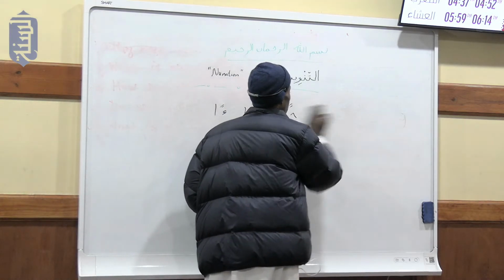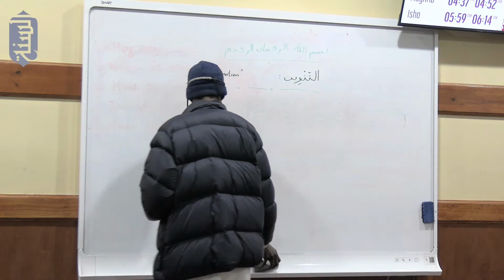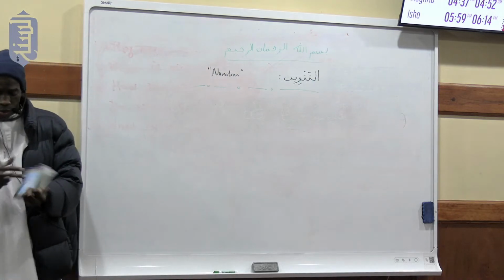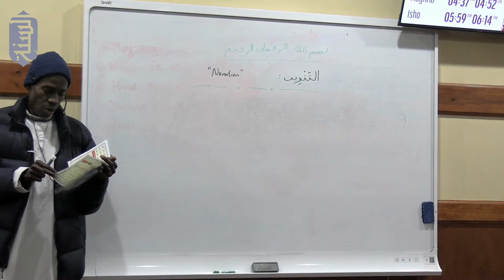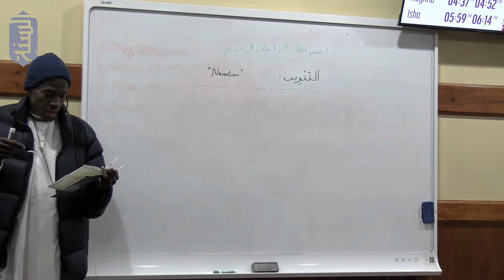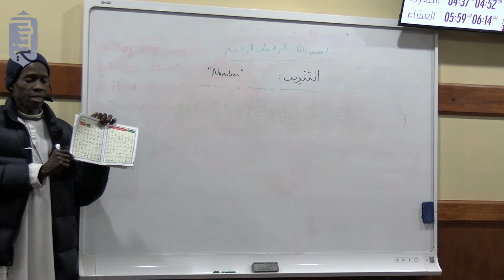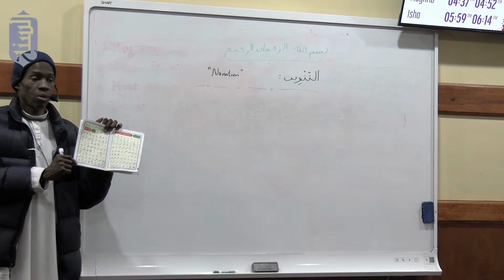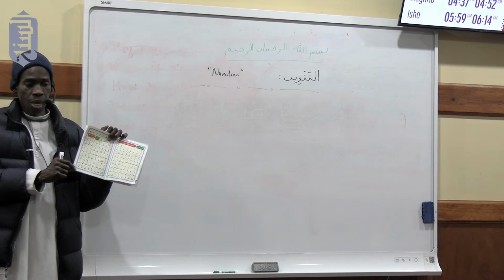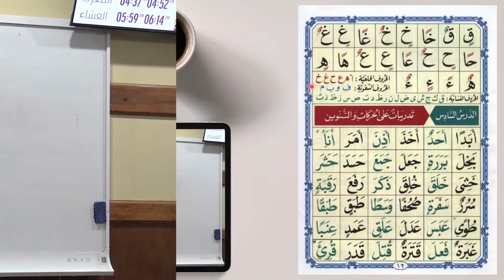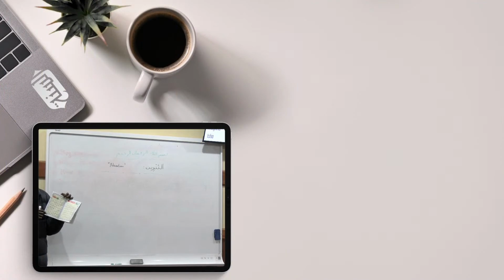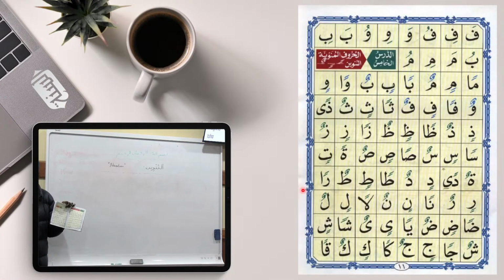Two homeworks. One from this, the Qaida Nuraniyah, is to write and say, as you write, one time, all the tanwin letters, putting tanwin on all the letters. Tanwin of fatha, tanwin of kasra, tanwin of dhamma, on each letter as it appears in lesson number 5. And not just write it, but write and say as you write. So that's the first homework.